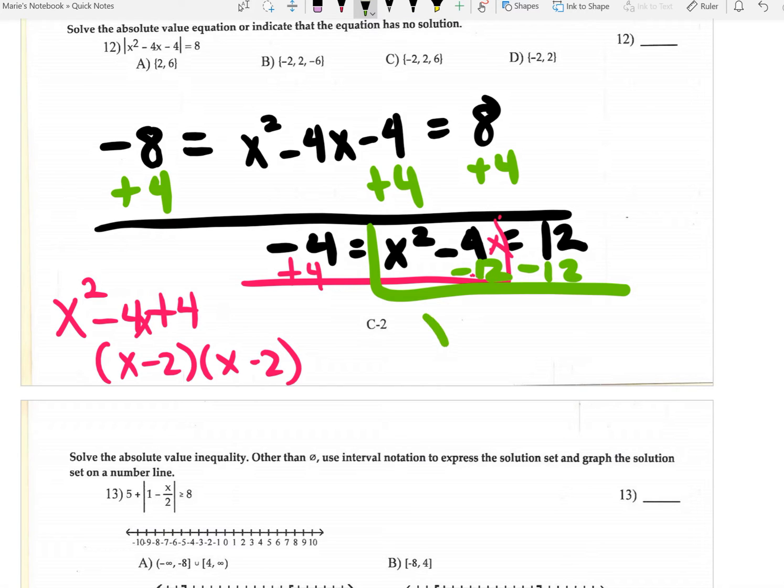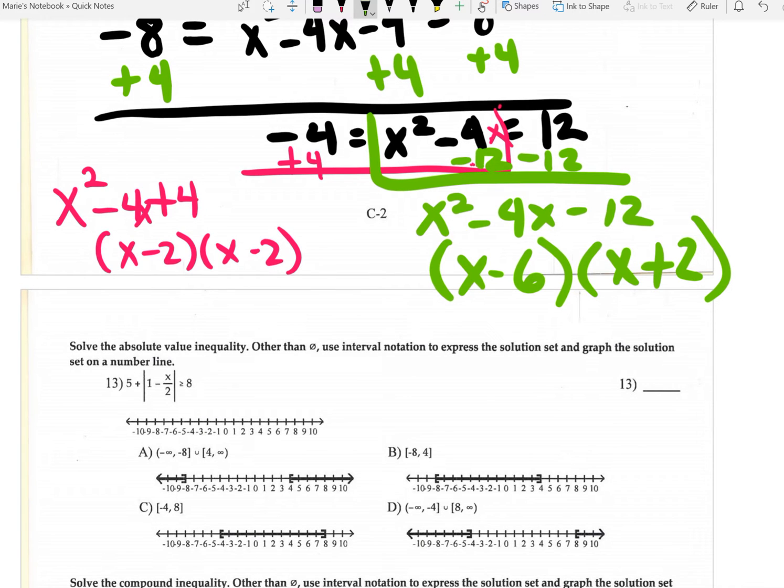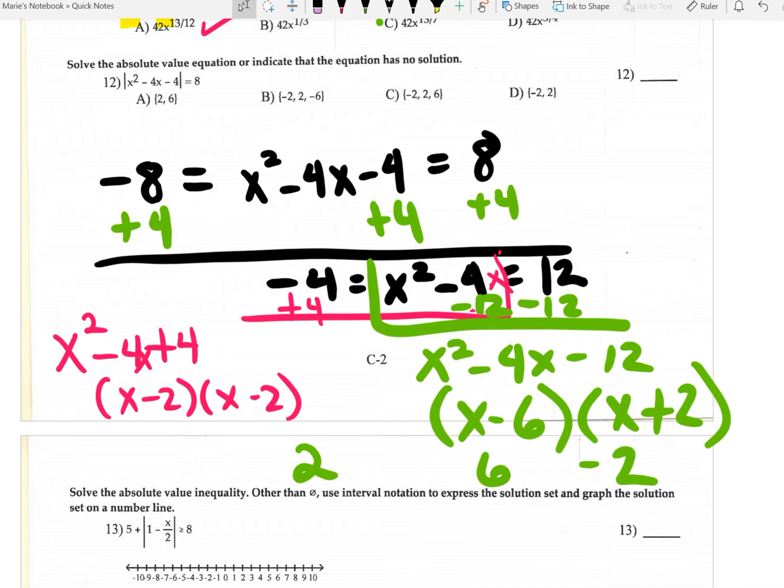And so now I have x squared minus 4x minus 12. And so my factors have to be a plus and a minus. So this has to be x minus 6 and x plus 2. And so therefore, x equal to 6, x equal to negative 2, and in this case, x equal to 2 are my solutions. So when I come over here at number 12, you can see that answer choice C would be the only logical one, matching these numbers to that.